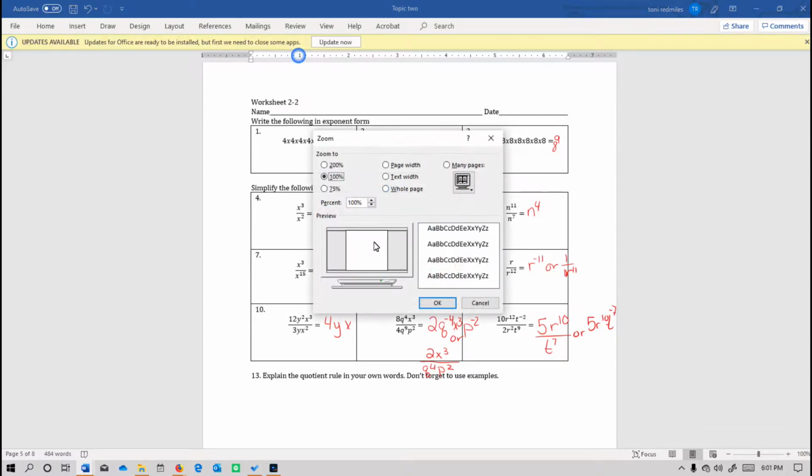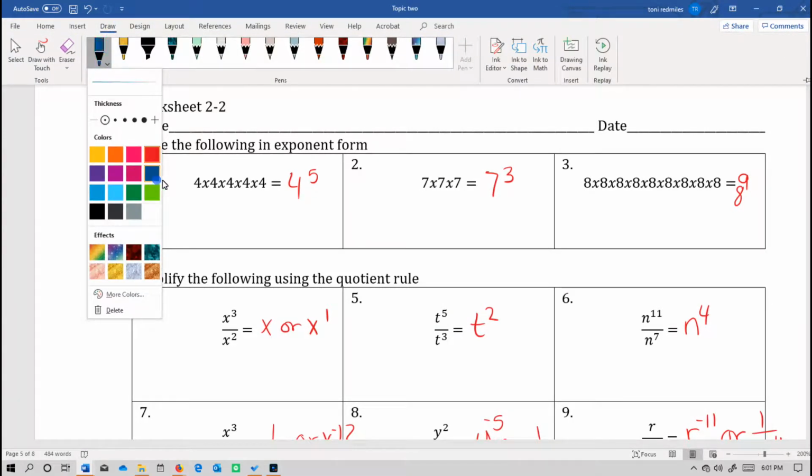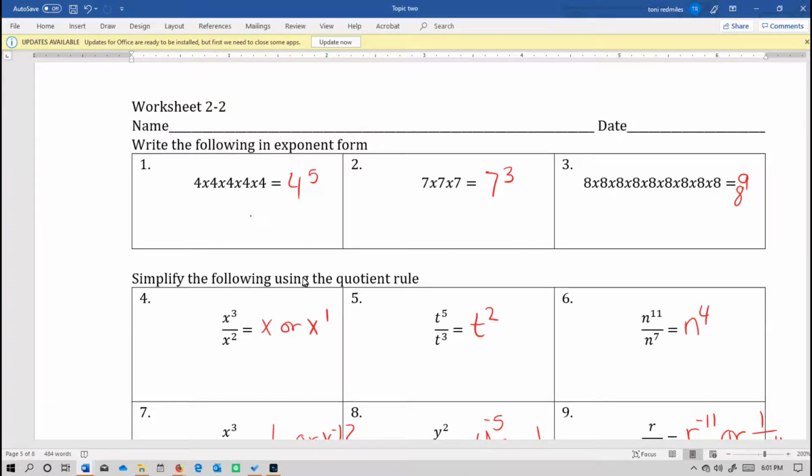So let's go ahead and zoom in and look at these. I'm going to change the color of my pen to blue. Okay, let's do some counting. So we just need to write this multiplication quicker. All right, so our base is 4 because that's what's being multiplied, and I'm multiplying it 2, 3, 4, 5 times, so the exponent is 5. The exponent is how many times we multiply it. Here, the thing I'm multiplying is 7, and I'm multiplying it 3 times. Here, the thing I'm multiplying is 8, and I'm multiplying it 1, 2, 3, 4, 5, 6, 7, 8, 9 times, so the exponent is 9.